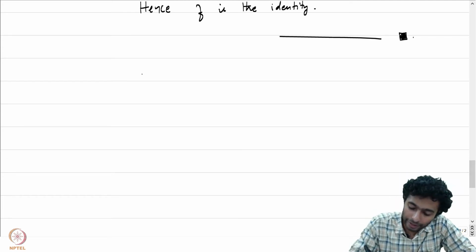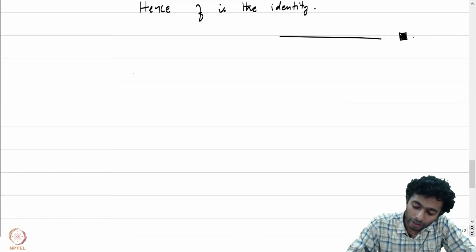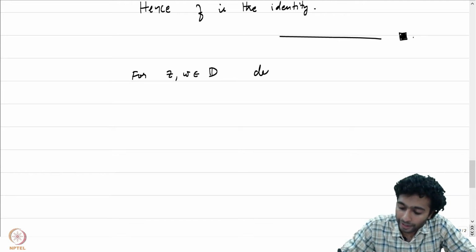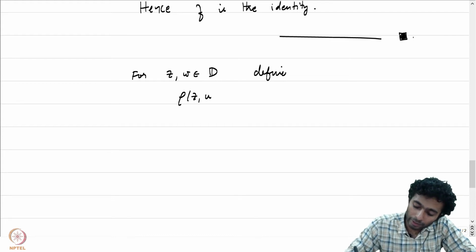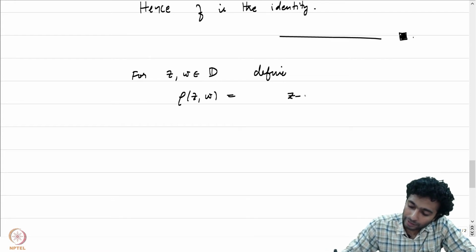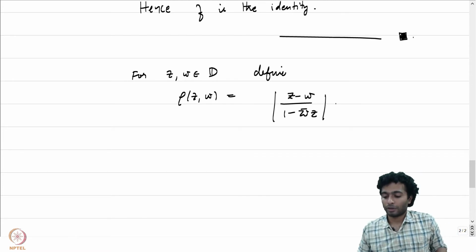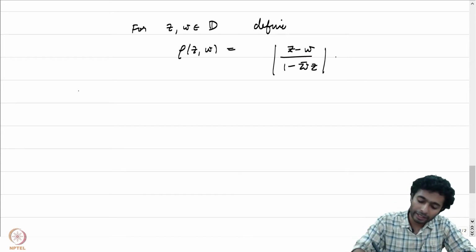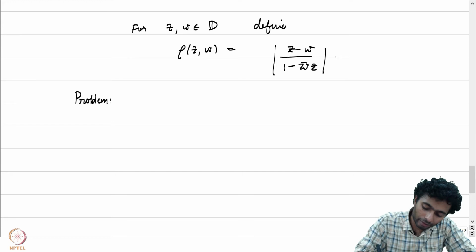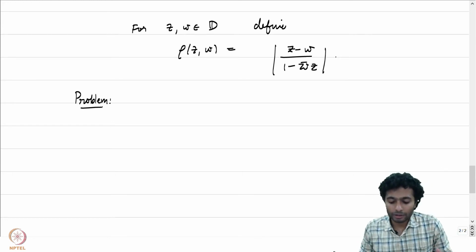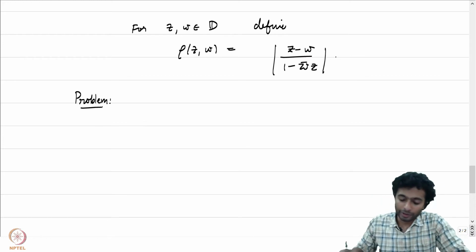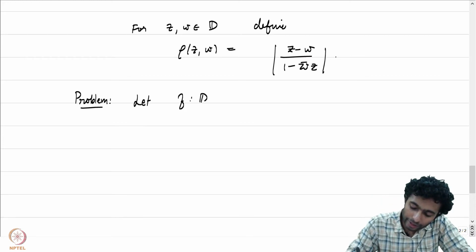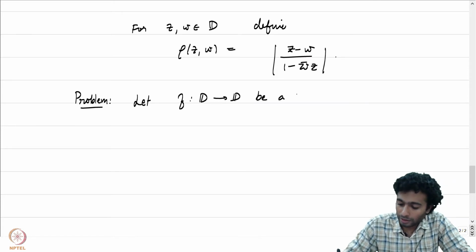So to do that, before I state the problem for you, for z and w in the unit disk, z not equal to w, define rho of z comma w to be equal to the absolute value of z minus w by 1 minus w bar times z. So this is some kind of a pseudo distance, let's not bother about that. The problem is the following for you. Let's take the unit disk and a holomorphic self map of the unit disk. Let f from D to itself be a holomorphic map.